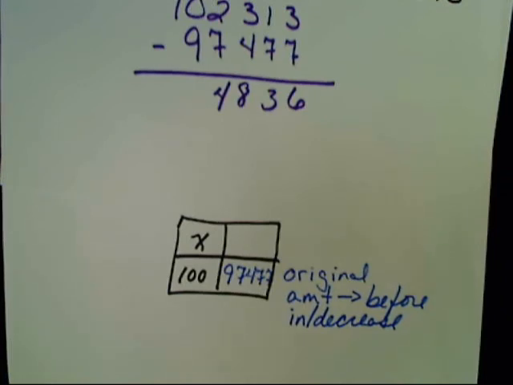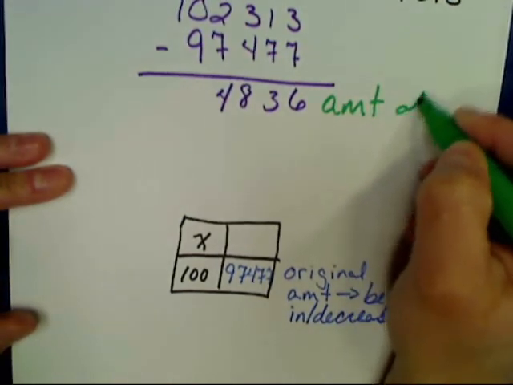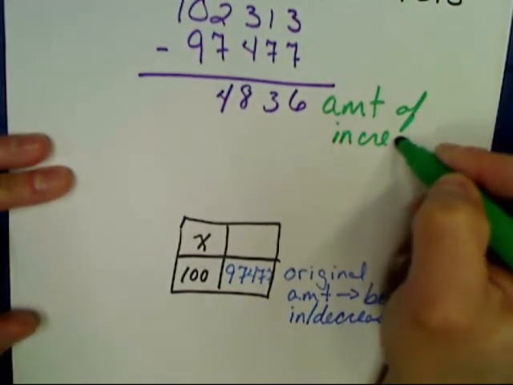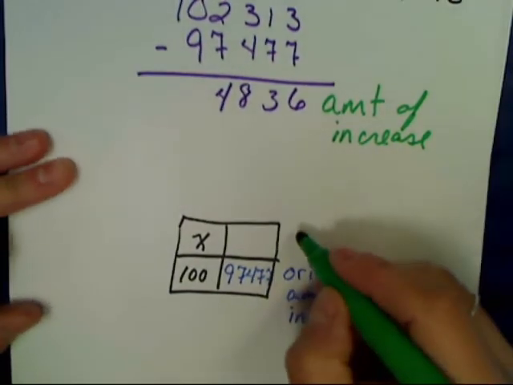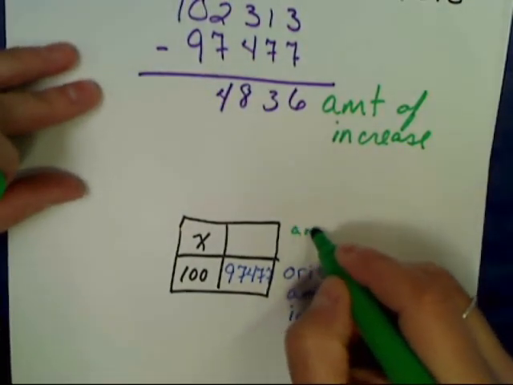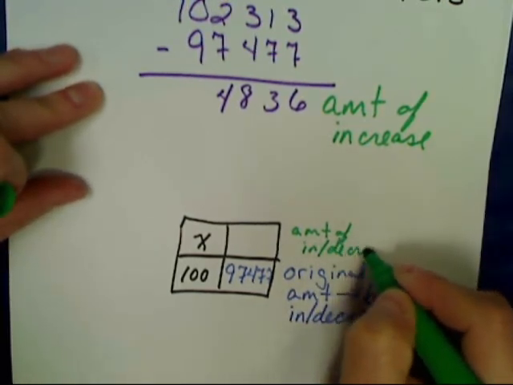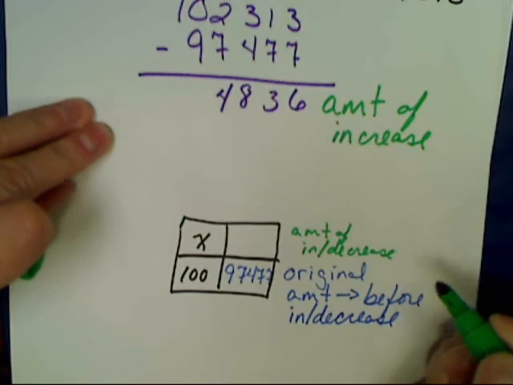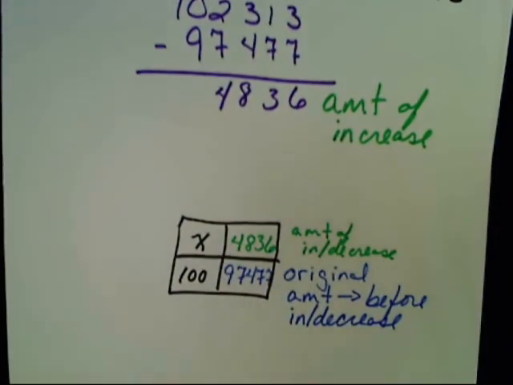In the is box is the amount that the increase or the decrease is. That's what we came up with here. How many people moved in, that goes in here. The amount of the increase, or if we have a decrease, goes there. In this case, it's an increase. So the 4,836 goes in that box.